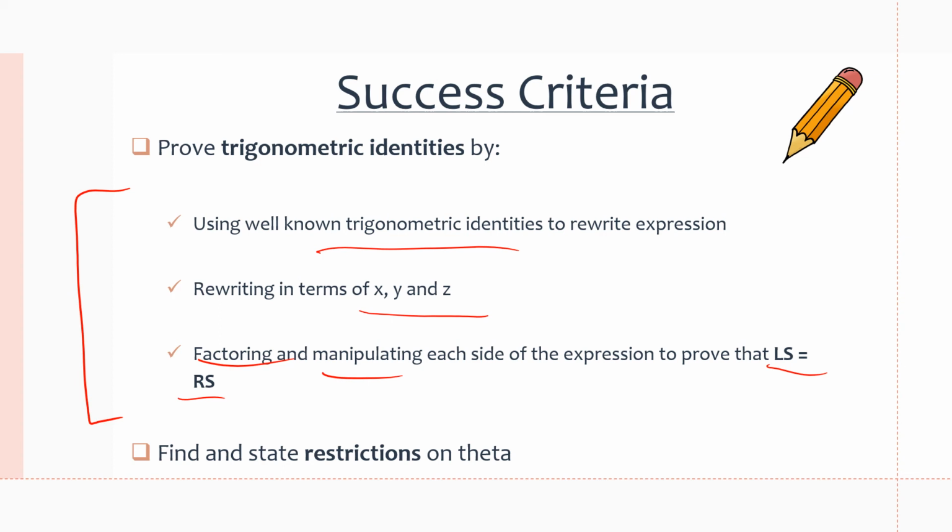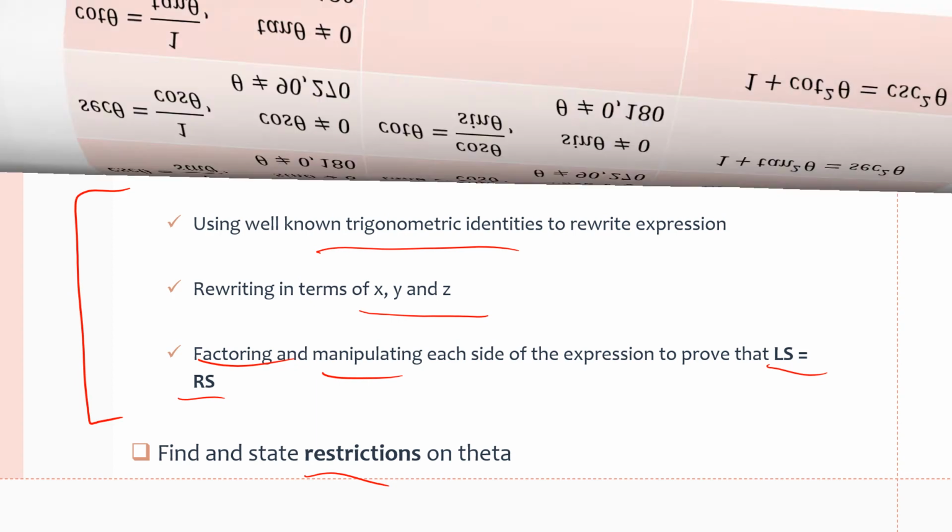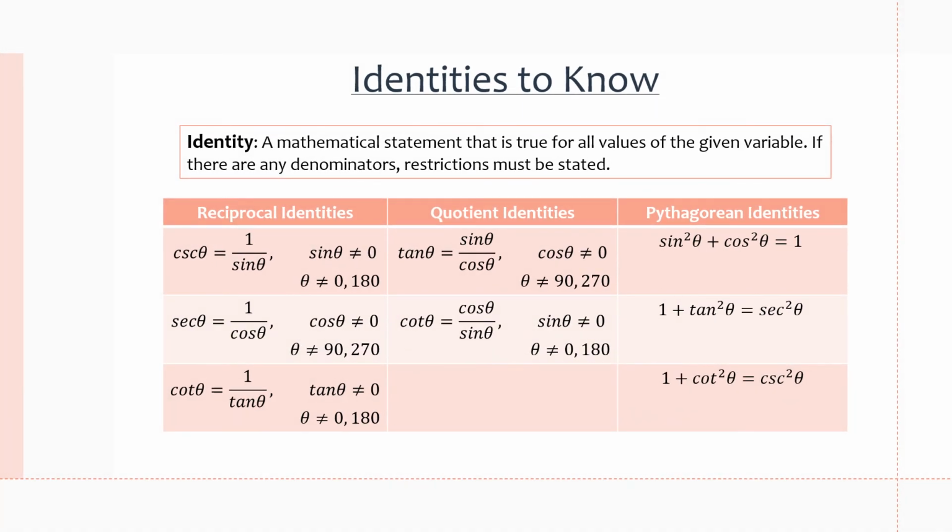We need to make sure that the left side equals the right side. That's the whole point. We also want to note any restrictions we find on our angle throughout the question to avoid denominators equaling 0 when working with rationals. Here are some well-known identities we want to memorize to help us solve more complex identities.